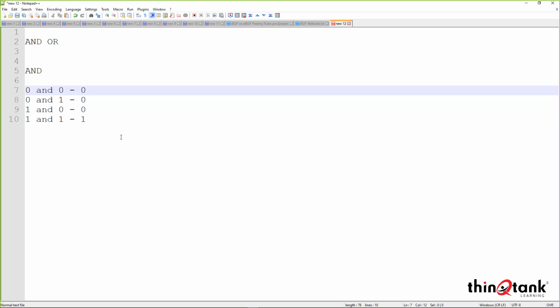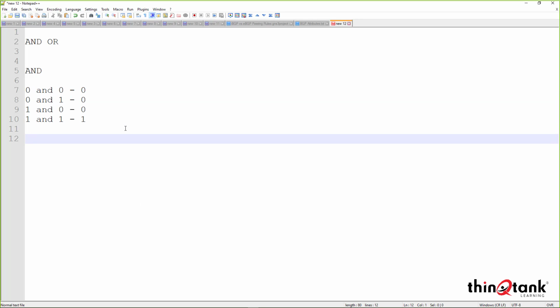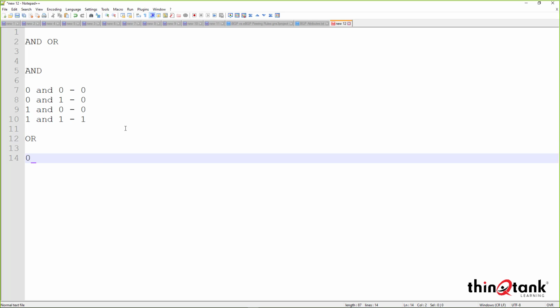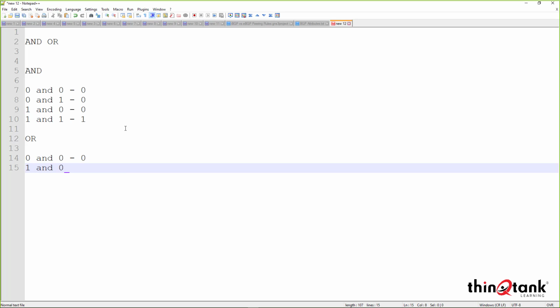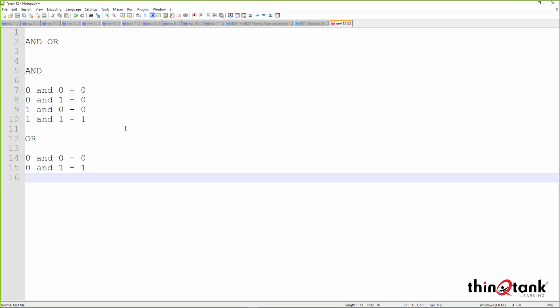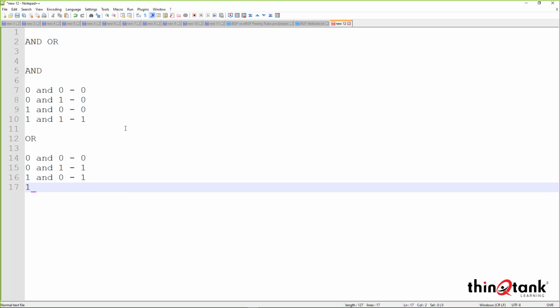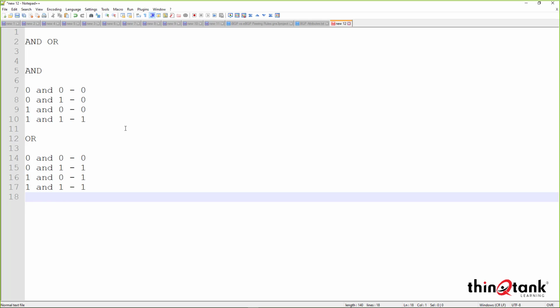In the OR operation, like I said, if one or the other number is a 1, then the output is a 1. So the OR operation would be 0 and 0 would be a 0. Let me do it the same way. A 0 and a 1 would be a 1. 1 and a 0 would be a 1, and a 1 and a 1 would be a 1. All right? So that one's pretty straightforward.